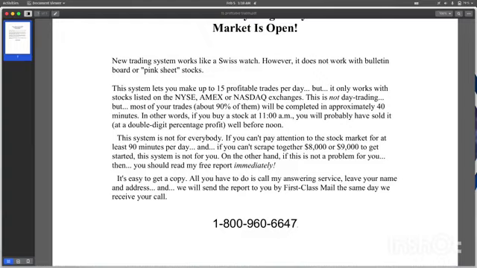If you work for 40 minutes, Gary Halbert is being more specific. He's showing you just work for 40 minutes and you are going to get the results. Every day, just perform trades within 40 minutes and you are going to see results. If you buy stock at 11 a.m., you probably have sold it at a double-digit percentage profit well before noon. This system is not for everybody.